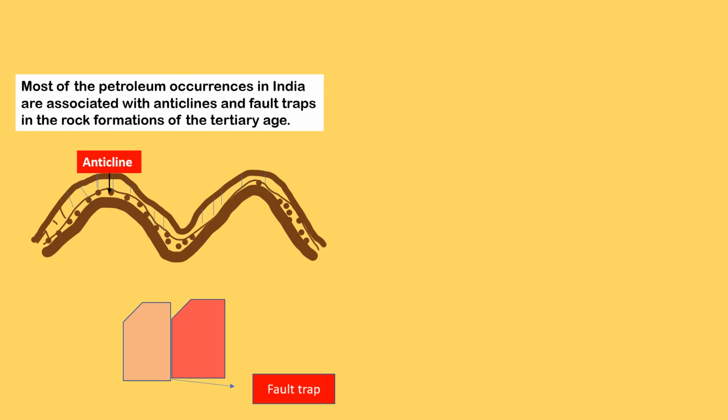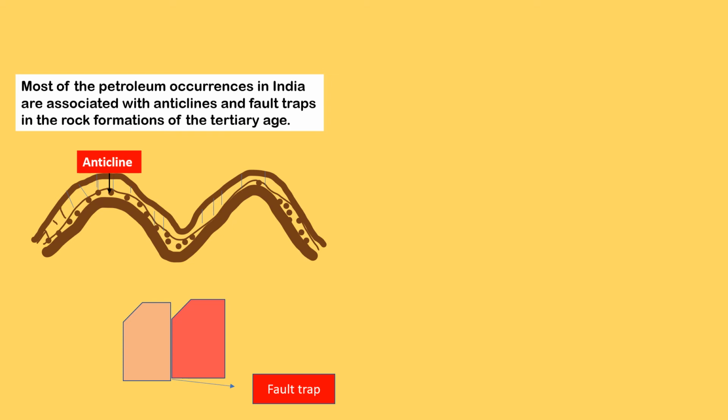Most of the petroleum occurrences in India are associated with anticlines and fault traps. Anticline I've shown here, right? This is like a hill, and this is called syncline here, which I have not mentioned. For us, anticline is more than enough. And here I have mentioned fault trap, the crack between the two rocks.